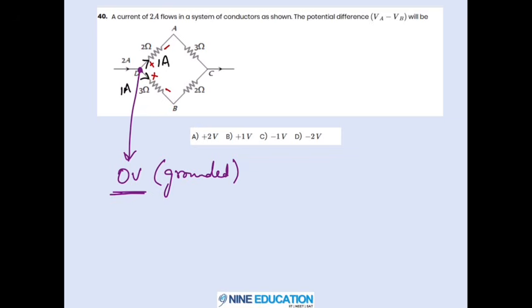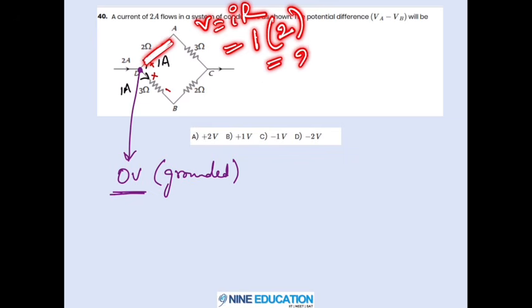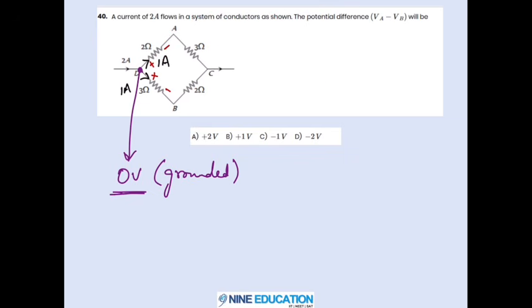Now tell me, what is the potential drop across this resistance? Again, Ohm's law, V is equal to I into R. What is the current flowing through this resistance? That is 1 ampere. 1 into resistance is 2. So therefore, the potential drop is 2 volt. Got it? So potential drop across this is 2 volt.